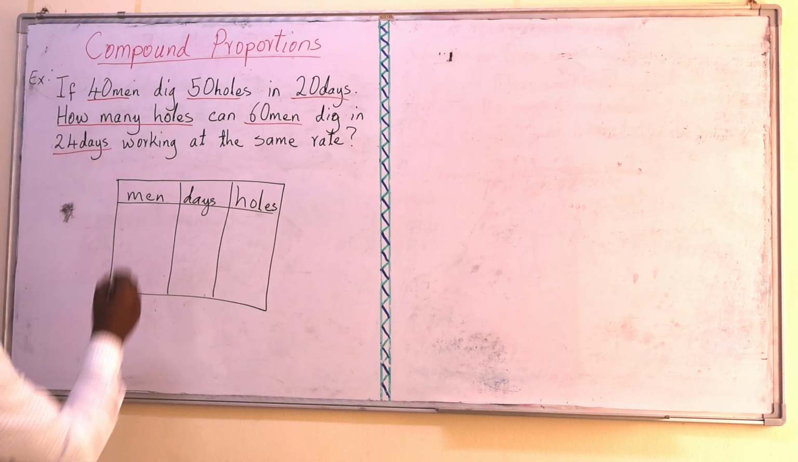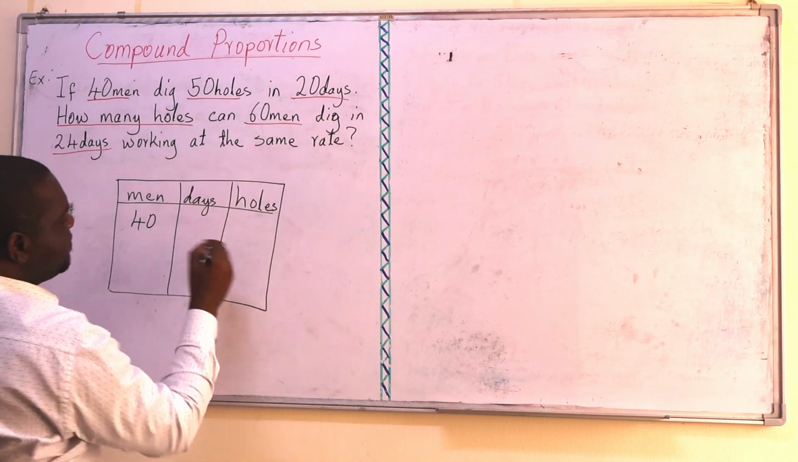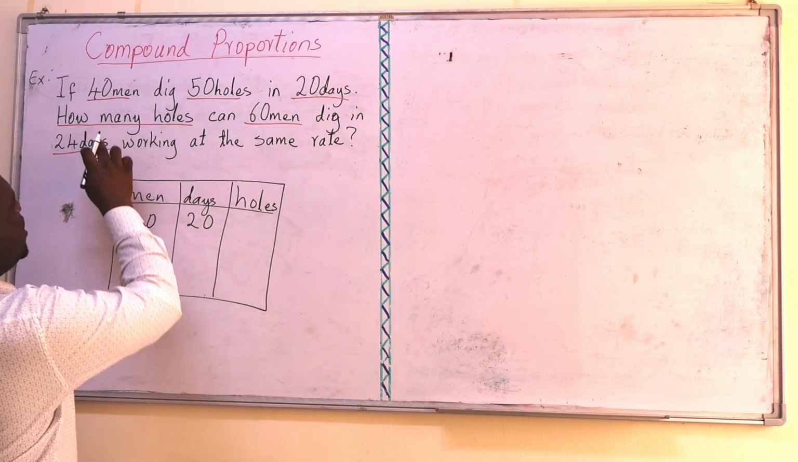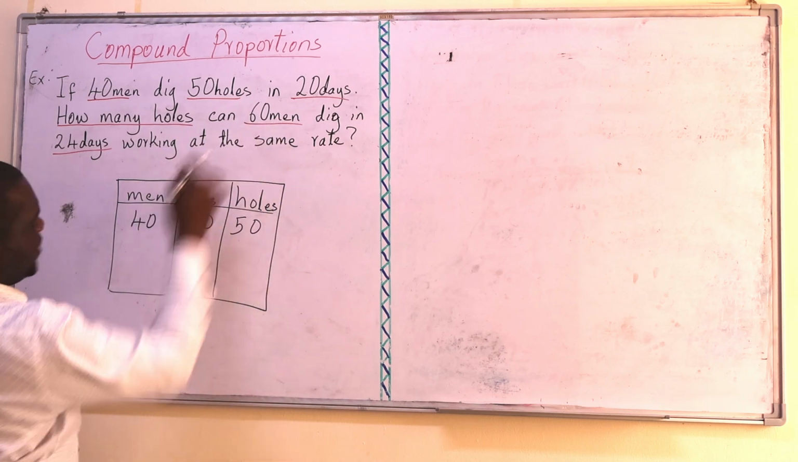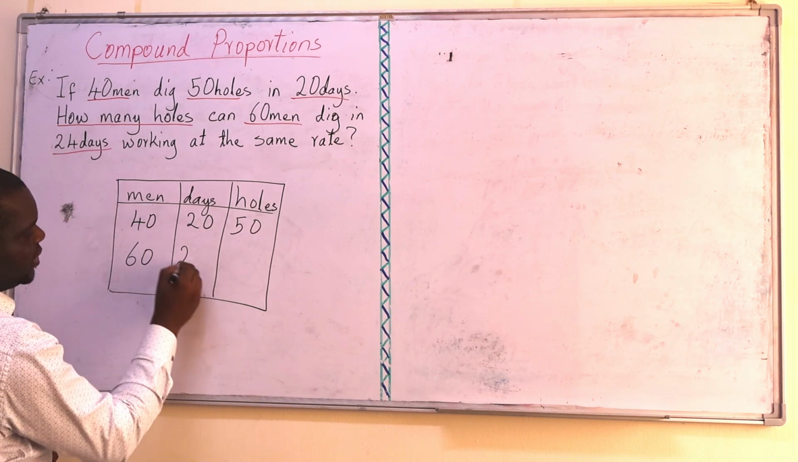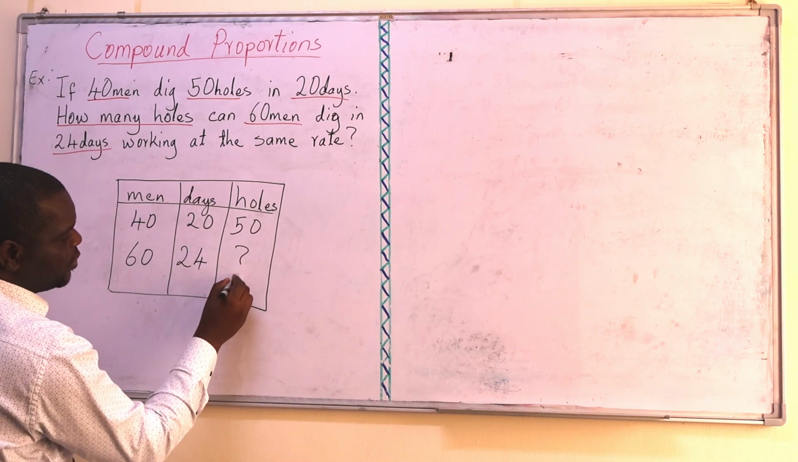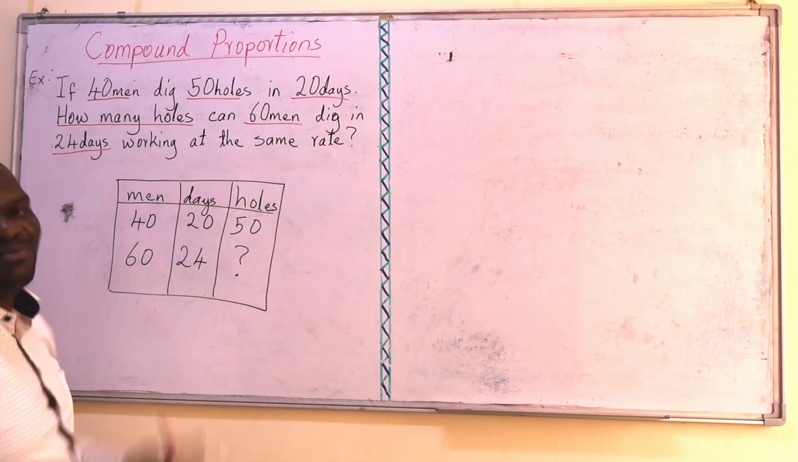So the first number of men we have is 40. The first number of days we have is 20. And how many holes are completed? 50. The second number of men we have is 60. The second number of days we have is 24. And this is what we are looking for. Question mark there. So this table will guide us as we make our statements.